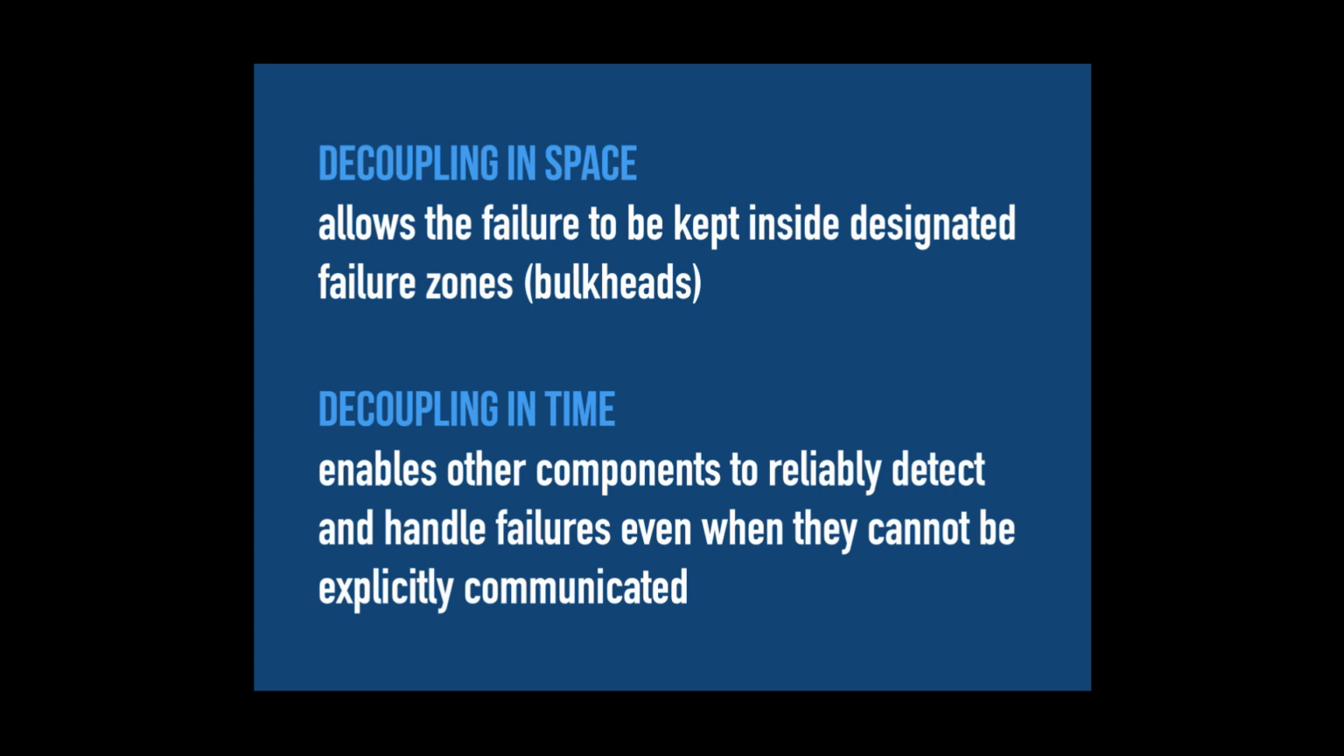A couple of principles that we'll talk about later are decoupling in space and decoupling in time, but I'm going to reference them here because I really believe that they help in building resilient systems extremely well. Decoupling in space allows failure to be kept inside designated failure zones, a way to contain failures and avoid them leaking and causing cascading failures, sometimes taking down the whole system. The key here is to have a good way of doing compartmentalization, and that is usually what we refer to as bulkheads, a term that we stole from the ship construction industry.